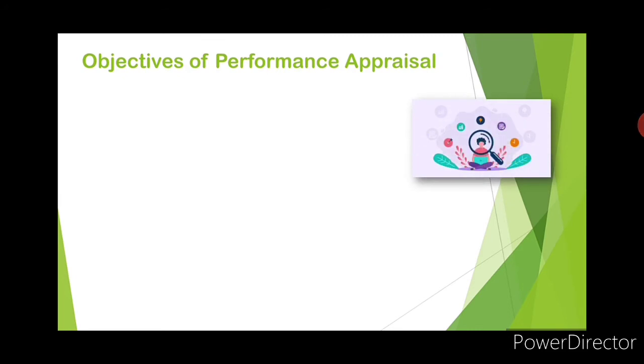Now, we'll see the objectives of performance appraisal. First one is to provide feedback. We mean to say that work of an employee is evaluated and based on that his overall contribution towards achievement of goal is identified. Employees are informed about their weaknesses after completing performance appraisal.